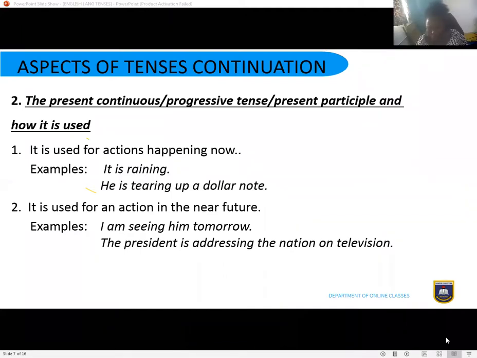So we can all see that the verb here expresses or is telling us that the action is progressive, or the action is in the present.